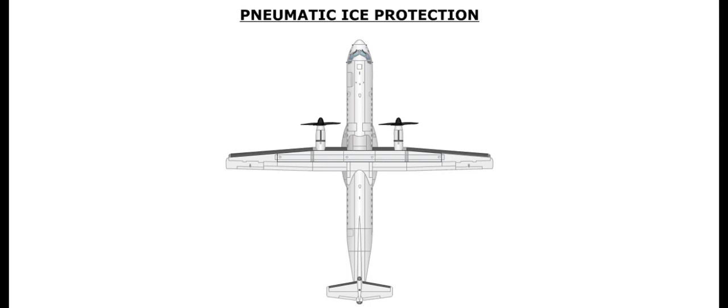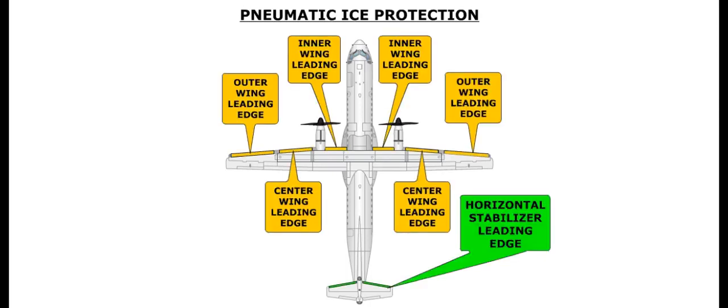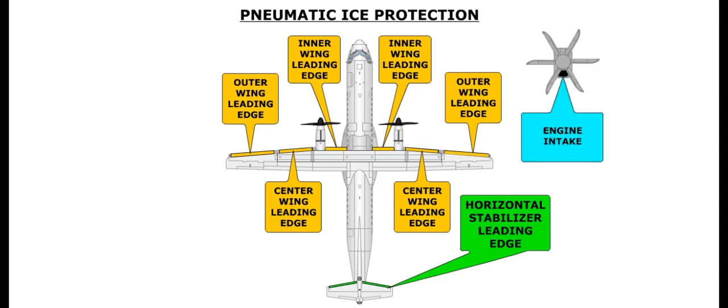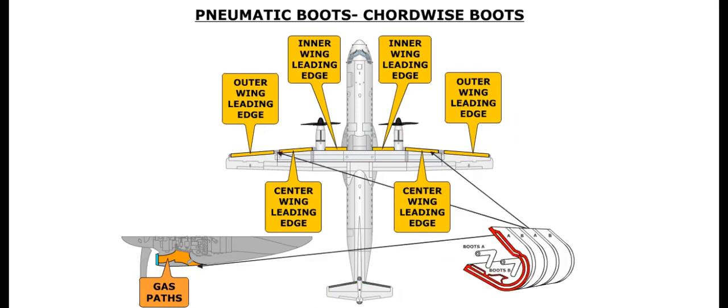Pneumatic air provides ice protection of the outer, center, and inner wing leading edges, the horizontal stabilizer leading edges, the engine air intakes, and the engine gas paths. These sections of the aircraft use pneumatic boots which are inflated in order to break up the ice.